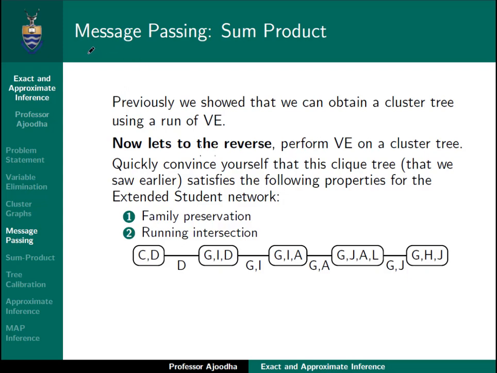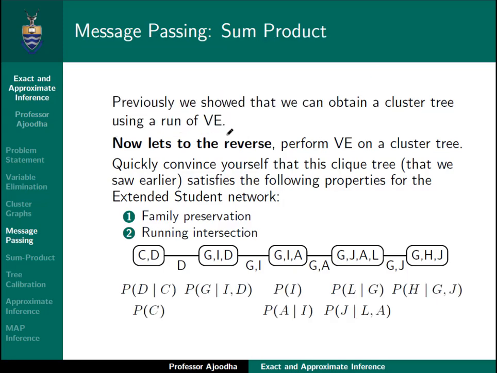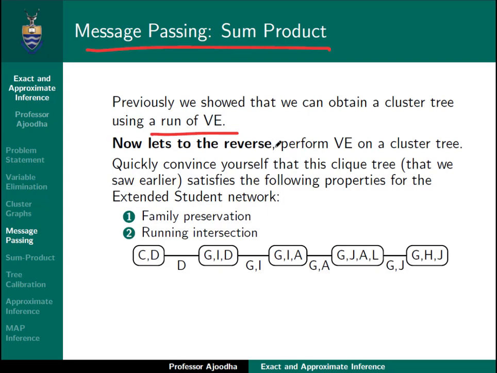All right, so let's look at now message passing using the sum product. Previously we showed that we can obtain a cluster tree using a run of variable elimination. Okay, I showed you how to do that. So let's now do the reverse. Okay, let's perform variable elimination on a cluster tree.